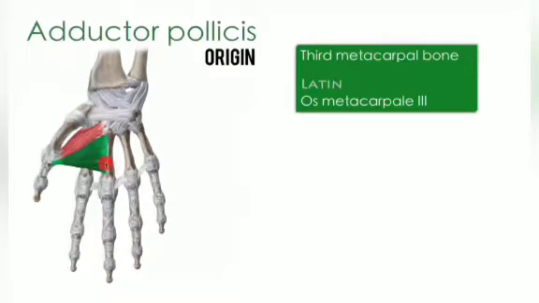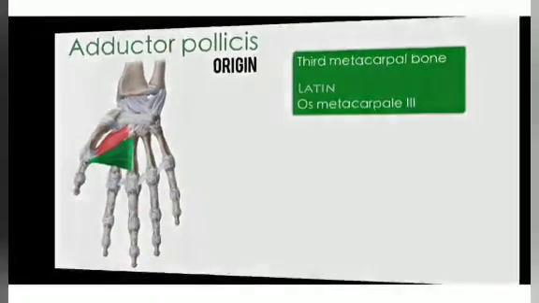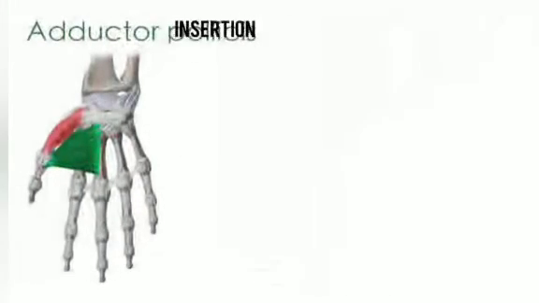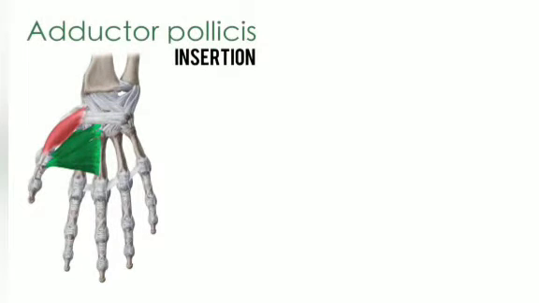If you notice here, the muscle is occupying the palmar side of the shaft or the body of the third metacarpal bone. Now let's move on to insertion of the adductor pollicis.